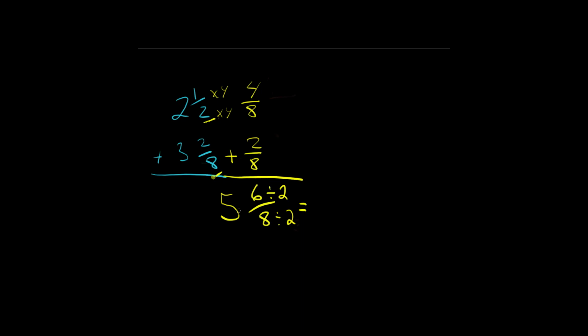Okay, we can't forget about our whole number, so we're going to rewrite our 5. That's still part of the answer. But 6 divided by 2 is 3, and then 8 divided by 2 is 4. So the ultimate simplest form answer is 5 and 3/4. So 2 1/2 plus 3 2/8 equals 5 and 3/4. All right, one last problem with mixed numbers we're going to do. What happens if you only have a whole number and no fraction? So we'll show you how to deal with that if a problem looks like that.